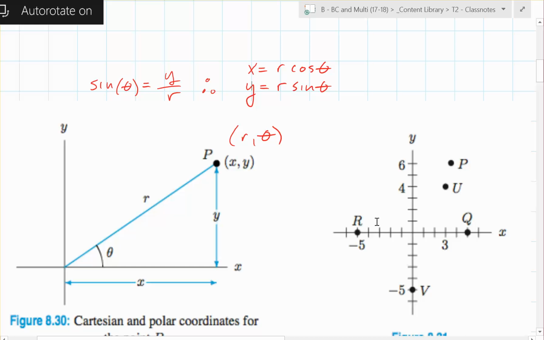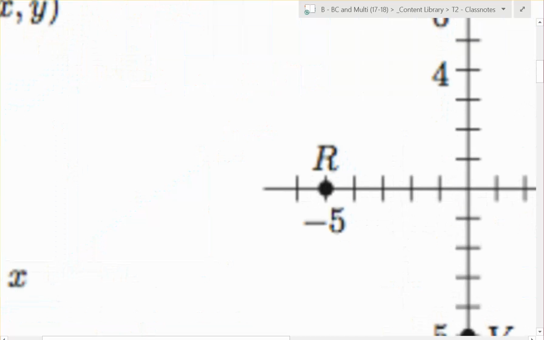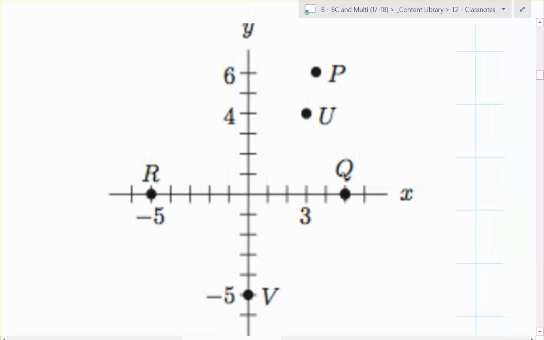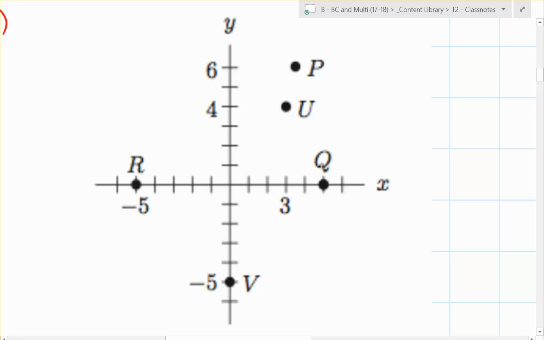Okay. So I can unfreeze it there. So on what coordinate over here do you want to start with? Which one do you want to do first? Let's try R first. Absolutely, that's fine. So for R right here, what is its distance from the origin? Its distance from the origin is 5.